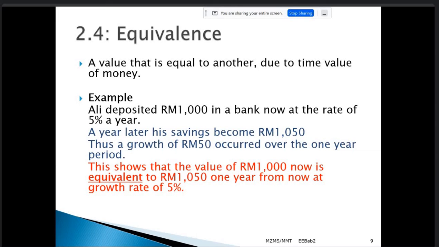So why is equivalent very important? Because it's due to time value of money. You can think about your childhood: how much money did you get from your mom for school? 3 ringgit. 3 ringgit.